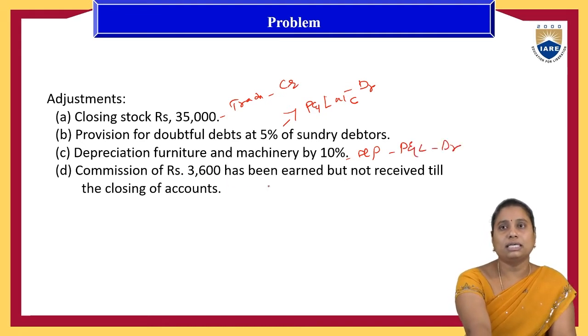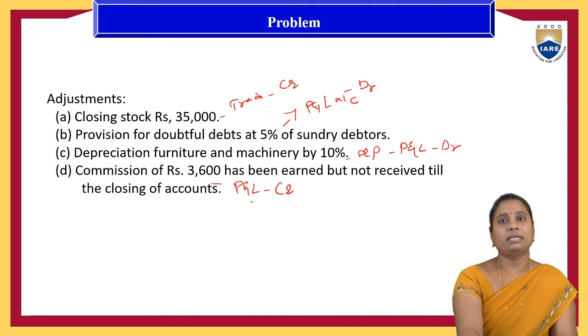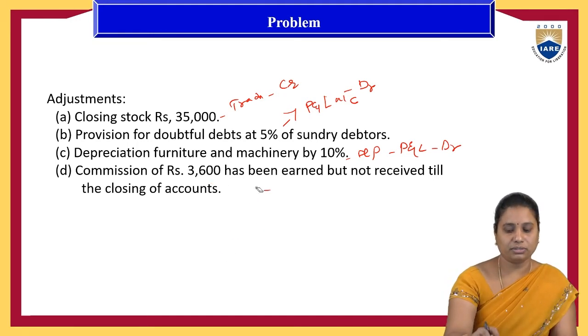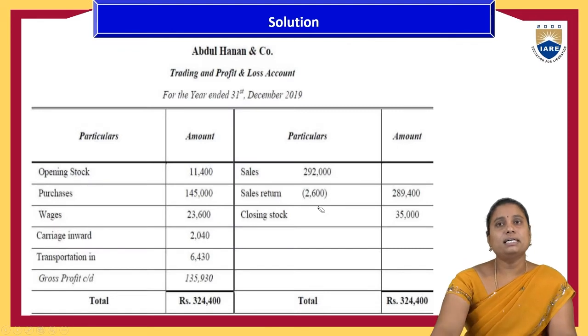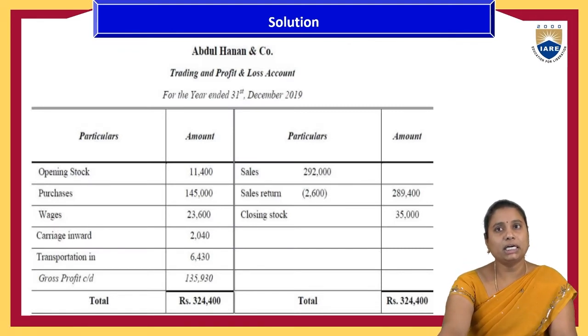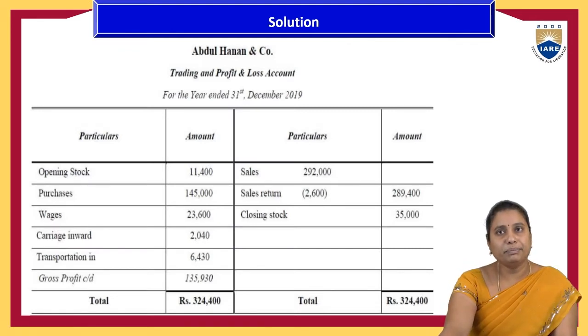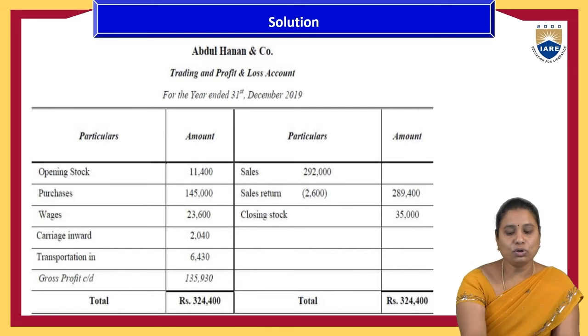Commission of 3,600 has been earned, which means it is a profit and loss account item, on the credit side, because it is receiving the benefits. These are all some of the additional information provided for us. So if we see the preparation of this trading account, first, Abdul Hassan and Company trading and profit and loss account for the year ended 31st December 2019. Opening stock of 11,400 is there in the adjustments. Closing stock they have given.